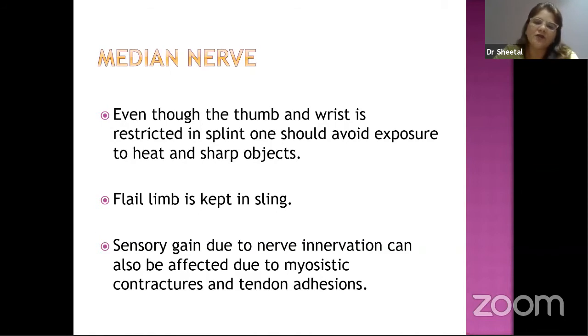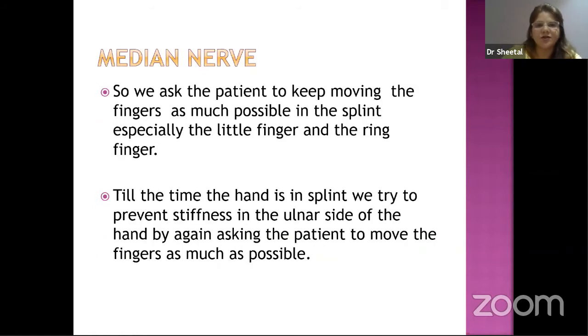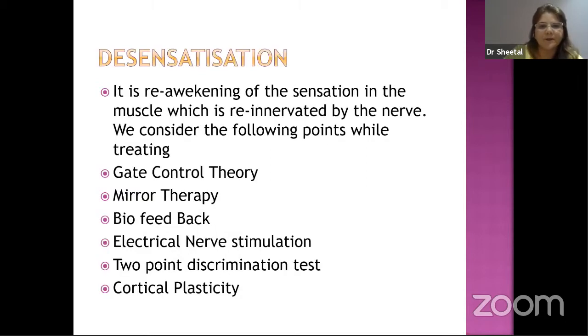Sensory gain due to nerve innervation can also be affected by myostatic contractures and tendon adhesions. So we ask the patient to move the fingers as much as possible in the splint, especially the little finger and the ring finger. Till the time the hand is in the splint, we try to prevent any stiffness on the ulnar side of the hand by again asking the patient to move the fingers as much as possible.